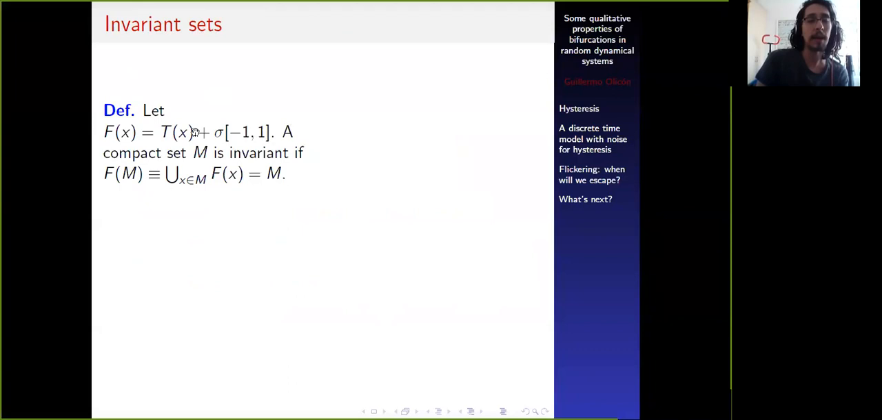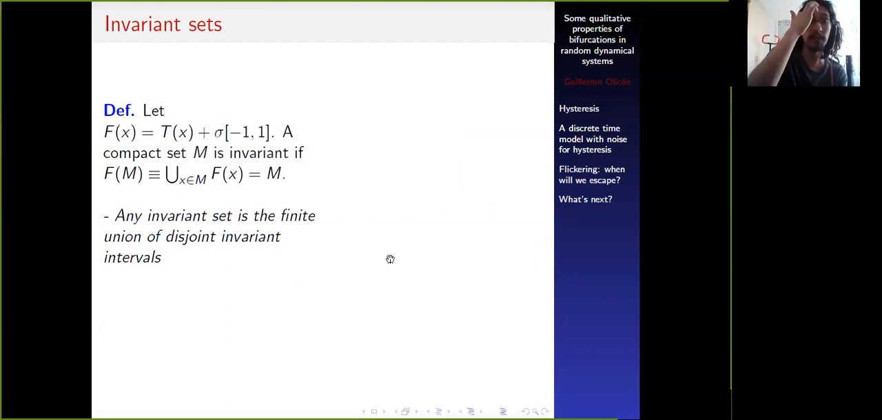So we say that a compact set M is invariant if it's fixed with respect to this set valued map, right? If no matter where we start in M and no matter which value of the noise we take, it always remains in M. Some nice properties of invariant sets is that they all have to be finite union of disjoint invariant intervals. And these intervals have to be invariant as well. So if, for example, we take already an invariant interval, then the boundaries are fixed points of the upper and lower extremal map. I'll do some drawings about all of this.